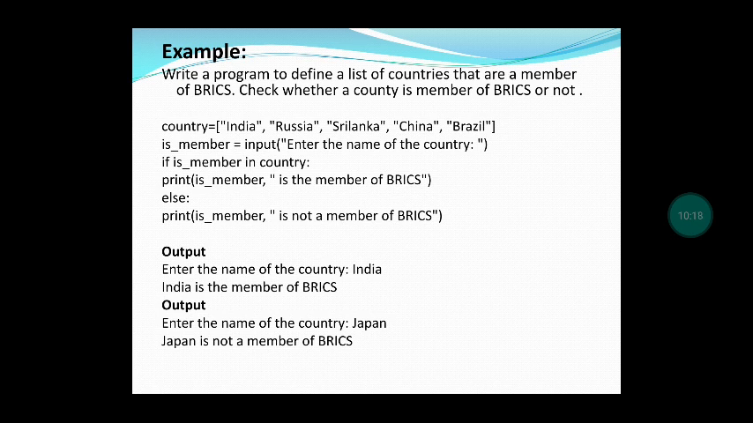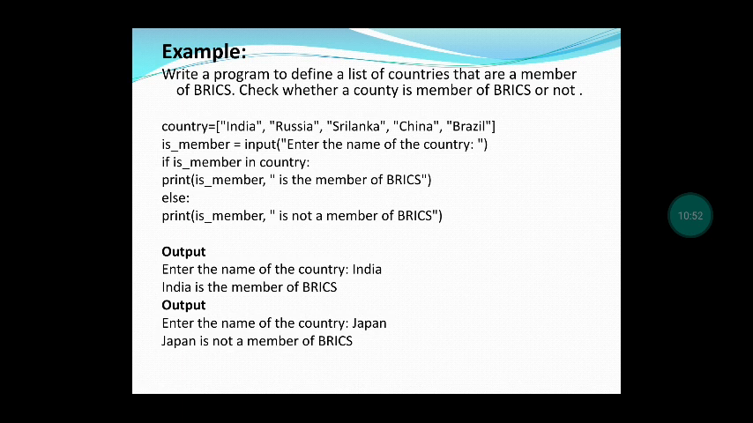In this we have given a list as country equals India, Russia, Sri Lanka, China and Brazil. We are getting the input from the user. What country we are giving? The user is giving India. We are going to check whether the given string is available in the given list or not. So India has been given. It is checking if it is a member in country. So India is there. So we are getting the output as India is a member of BRICS.